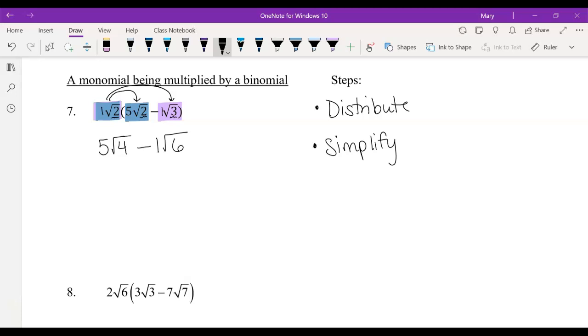So looking at this, 5 root 4, the square root of 4 is a perfect square. So the square root of 4 is 2. The square root of 6 has no perfect squares in there, so we're going to leave that one alone. And then we just have a little bit of a cleanup here. So we took the square root of 4 and got 2. 5 times 2 gives us 10. And then we have minus the square root of 6, because that did not simplify any further.